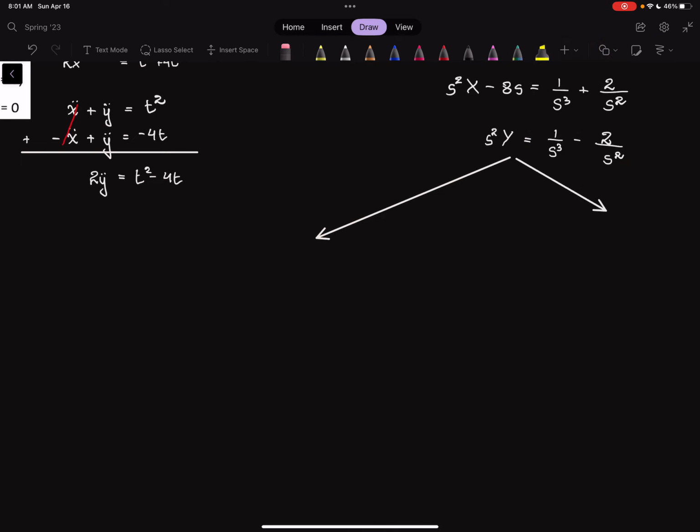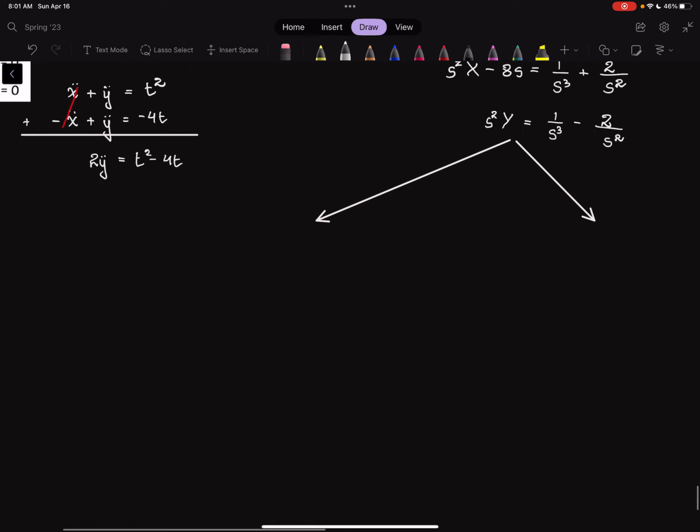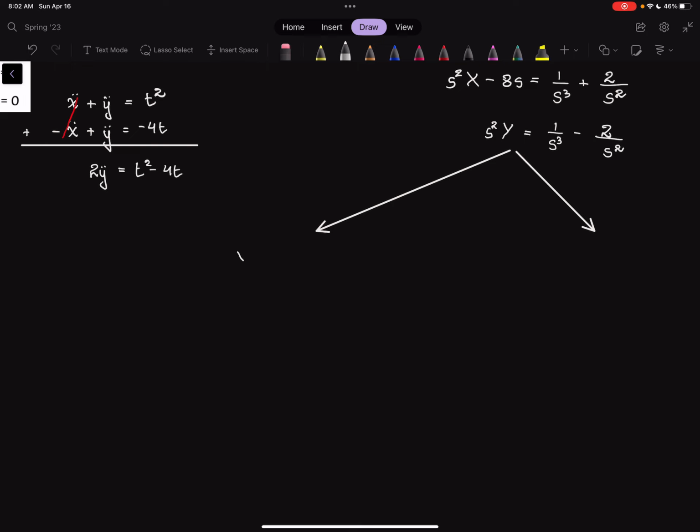And I'm gonna indicate their separation like this. I'm going to add 8s to both sides of the top one, so I'm going to get x times s squared equals 1 over s to the third plus 2 over s squared plus 8 times s.